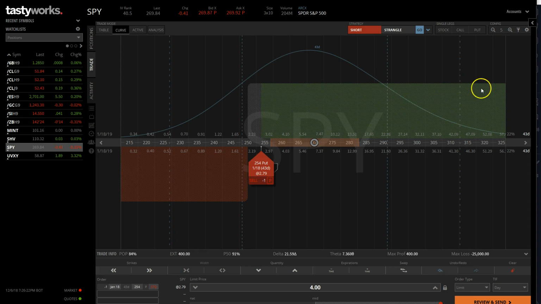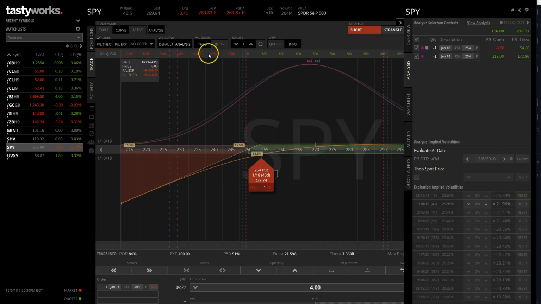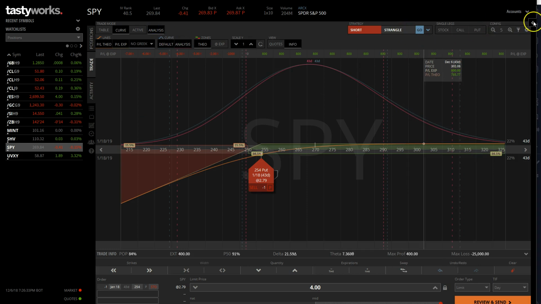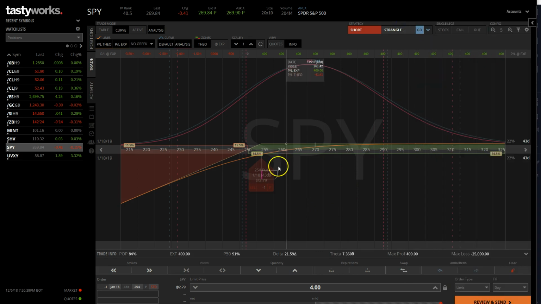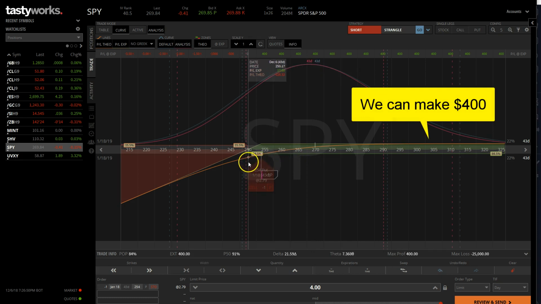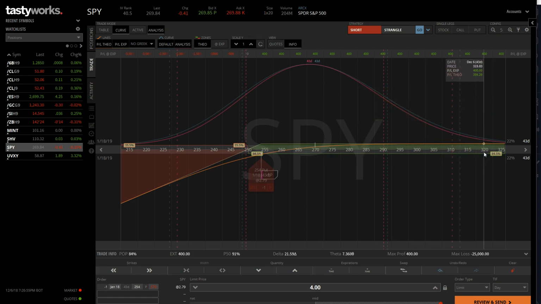So you see the green part is where I make money, and the red part is where I will lose money. And if you want to visualize it in terms of the profit, this is how it looks. Let me use the one that I actually have. So this is where the price is right now. We are almost at 270. So as long as the price stays above 250, I'll make $400. So even if it goes to 320, I still make $400.